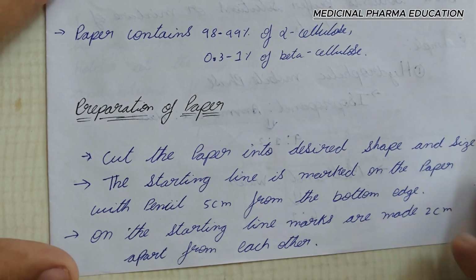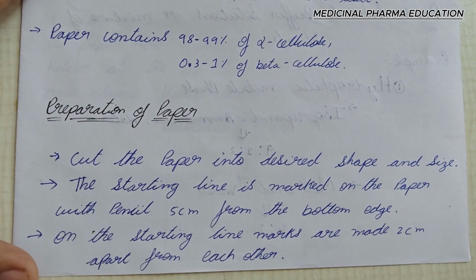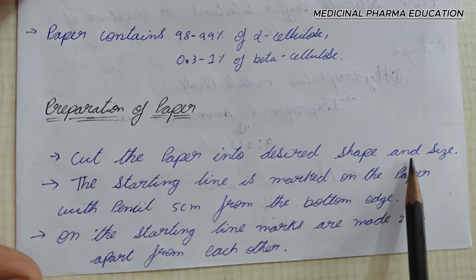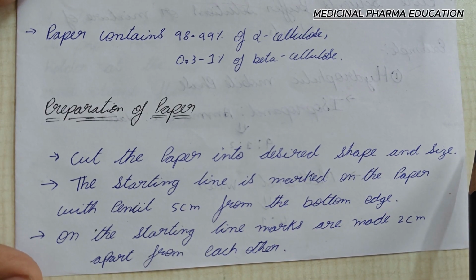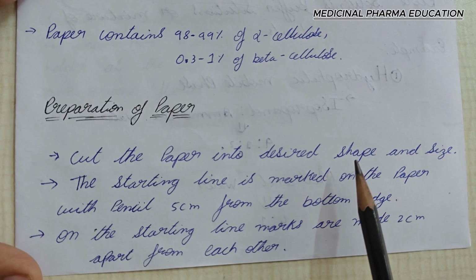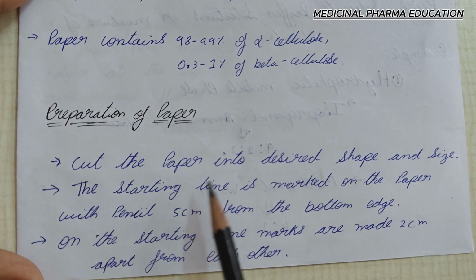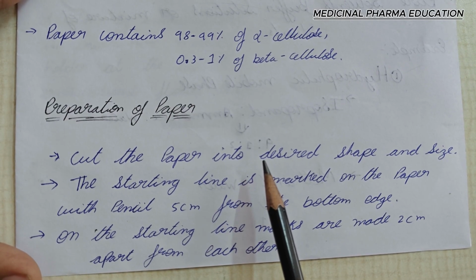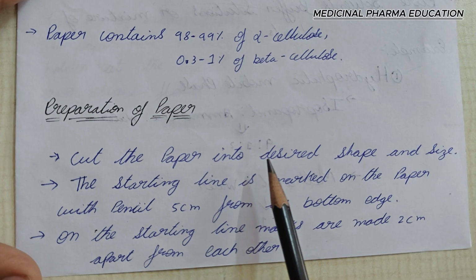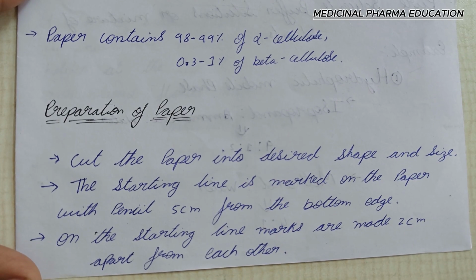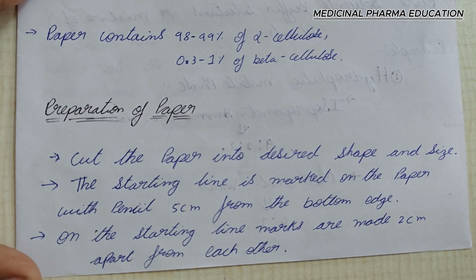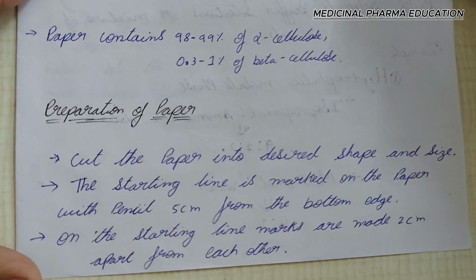Okay, next, preparation. How to prepare this stationary phase. Cut the paper into the desired shape and size based upon your container. As your sir tells, we'll cut the shape and size. We recommend it should be rectangular, where one side is smaller in height, 4 to 5 centimeter, and the other side is 8 to 10 centimeter, so that the liquid can travel upward.